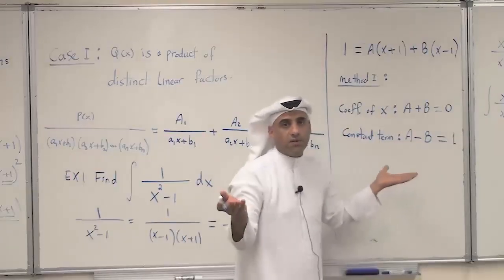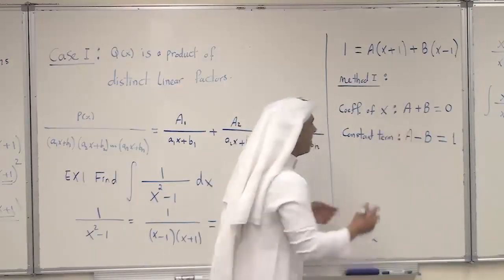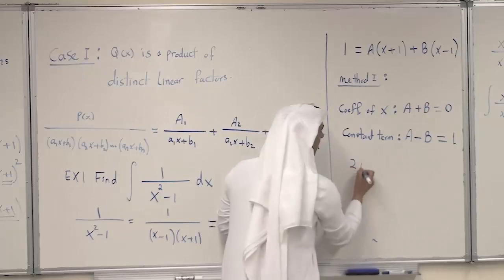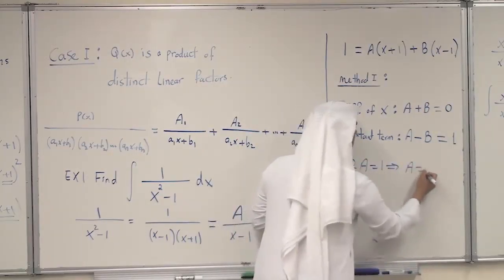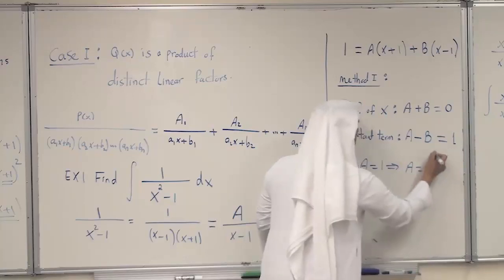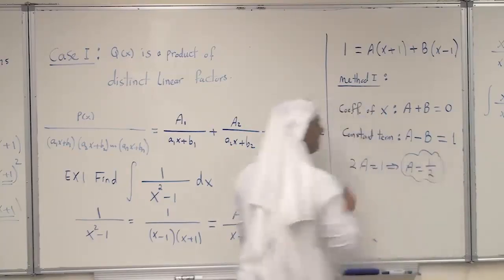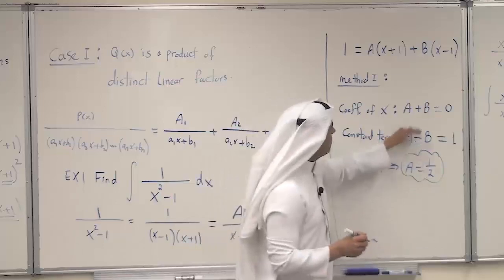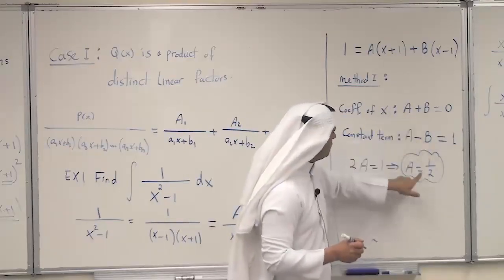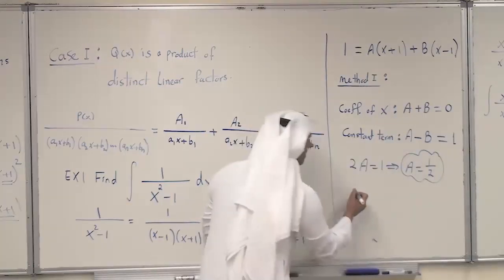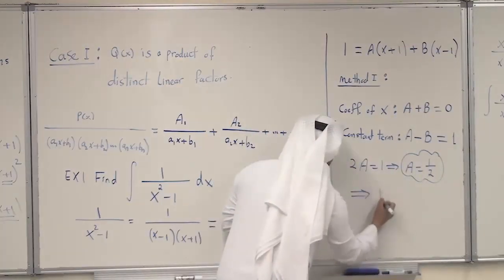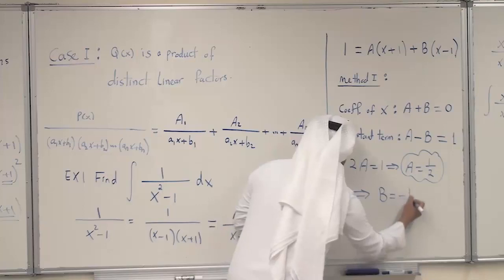We solve them. How to solve them? Add them together. What do you get? We get 2a is equal to 1. So this implies a is equal to 1 over 2. So this is one thing we need to find. Now, using the first one or the second one, any one of these two equations, for example the first equation, if we substitute a equal to 1/2, we will get b equal to what? b is equal to minus 1/2.